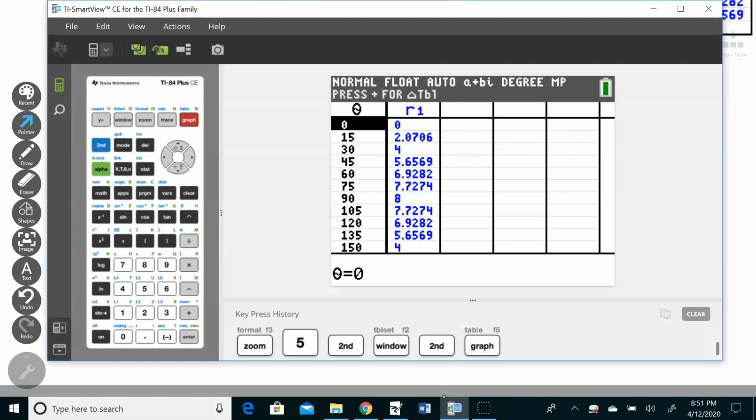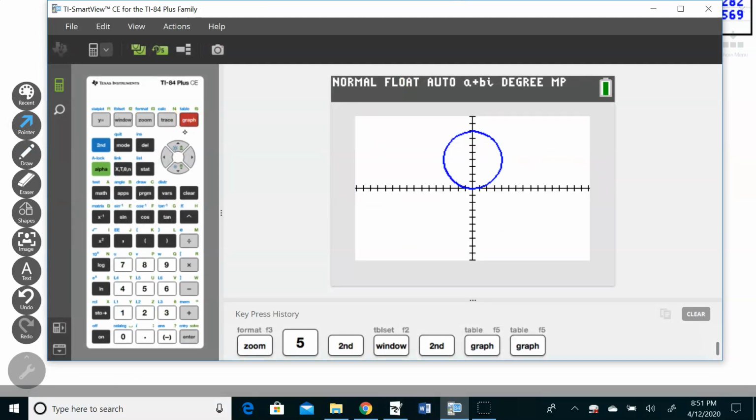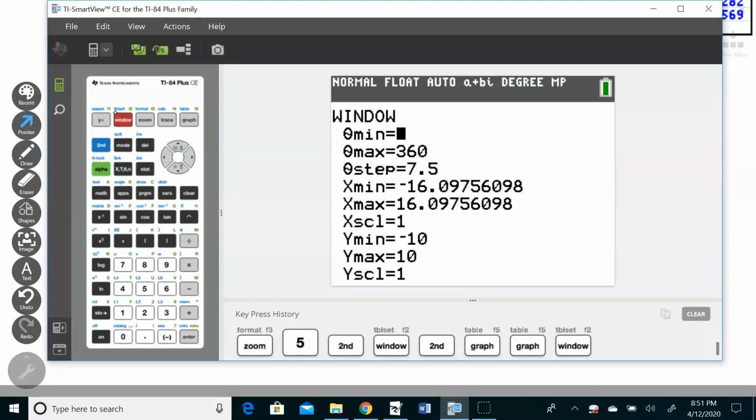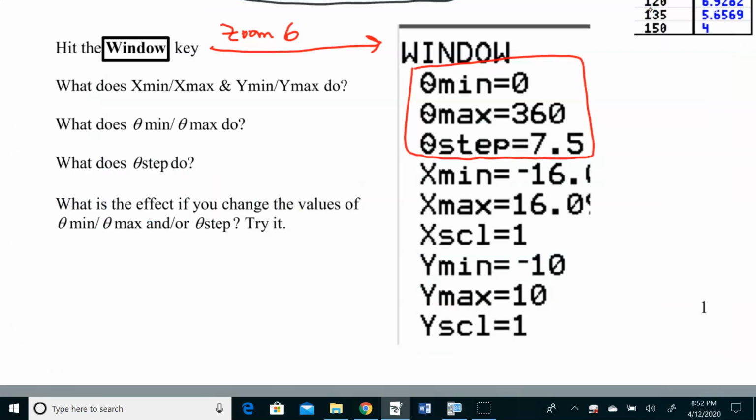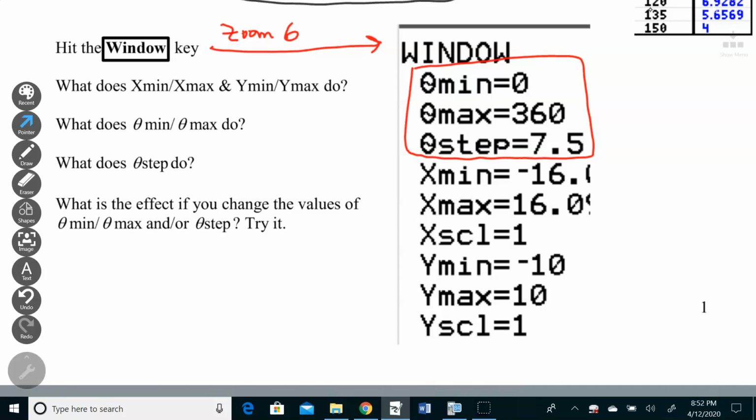So here's my table. Here's my actual graph of that circle. I hit the window. This is what I get. 0 to 360 for the theta min and max. Theta step was 7.5, and so on and so forth. What does all this mean? Well, let's see what it all means. X min and X max isn't really any different than it was before. It is the same as before.